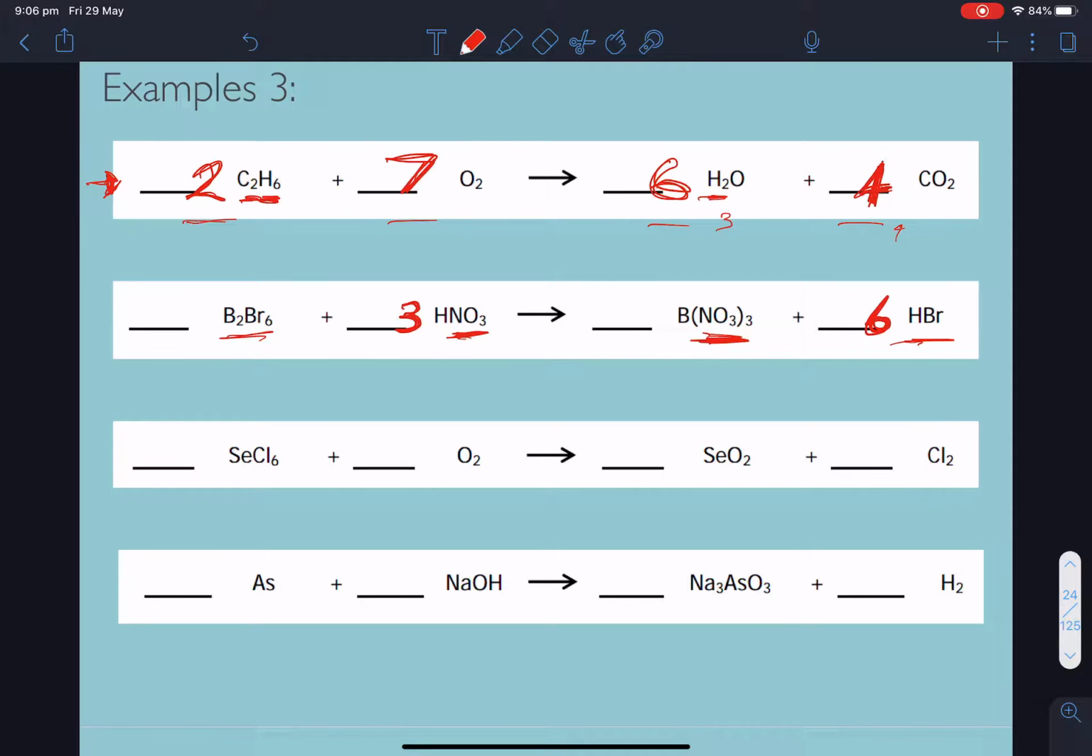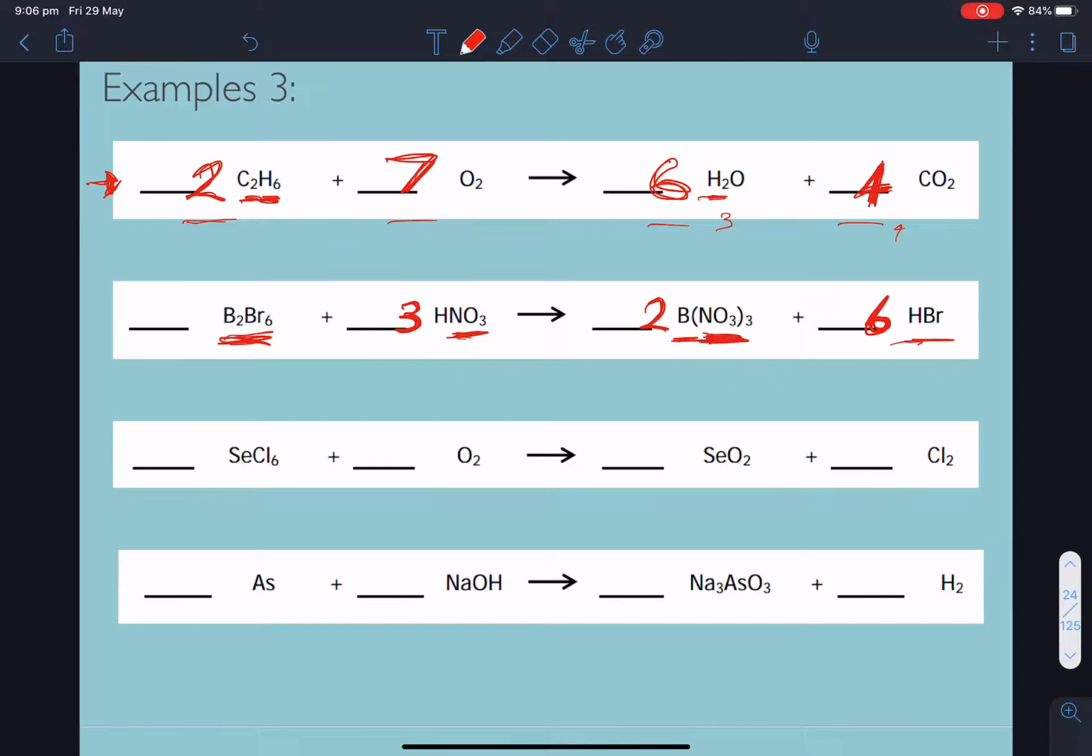Okay, I balanced my nitrates. I balanced my bromines. I need to balance my borons. I've got 2 on the left, but I've got 1 on the right. I'm going to need to have 2 boron nitrates there. But now I've ruined my nitrates.